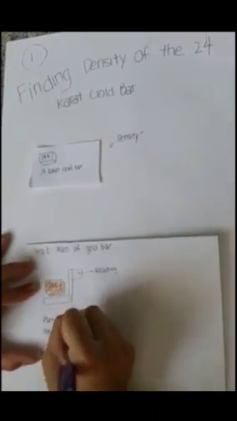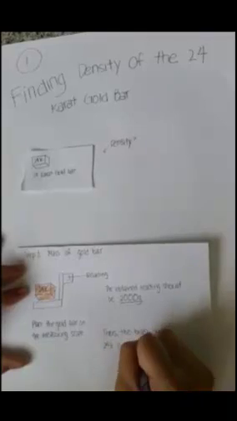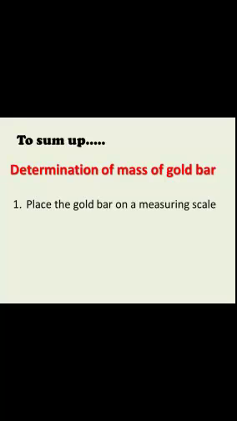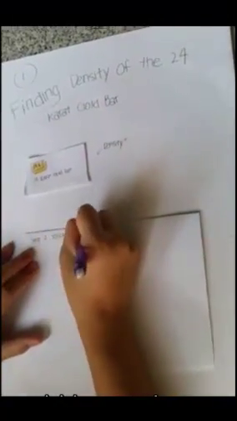For the gold bar's mass, we place the gold bar on the measuring scale and read the reading as stated on the scale. Its mass is 2,000 grams. Next, we need to find the volume of the 24-karat gold bar. We will need a beaker filled with 200 milliliters of water.